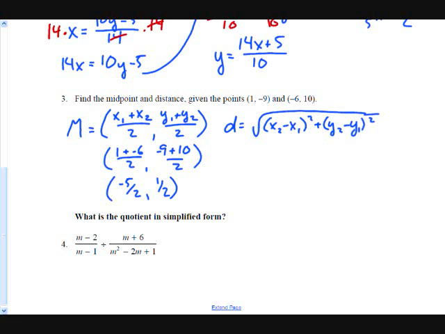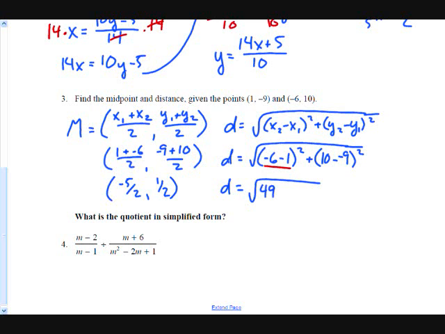And now I just have to plug in what I know and simplify this thing. So I have to go to the square root of negative 6 minus 1 squared plus 10 minus a negative 9 squared. And now I'm just going to simplify this a little bit. Here, this is going to give me a negative 7 squared, which is a 49. Here, this is like plus a positive, so that's going to be a 19 squared, which is 361.